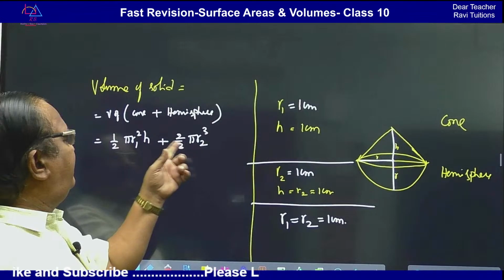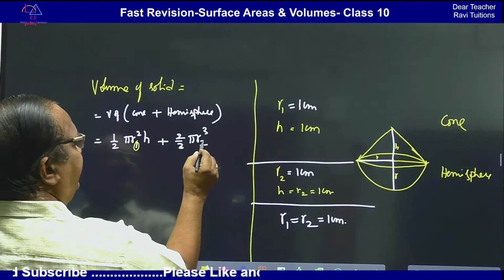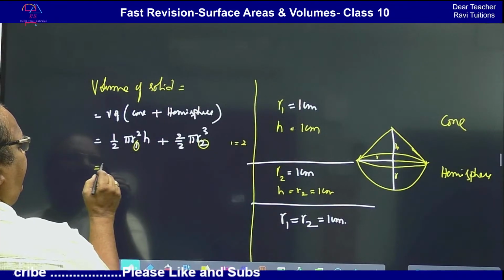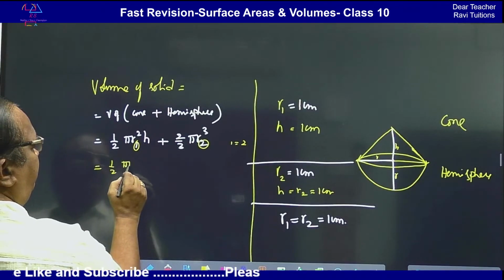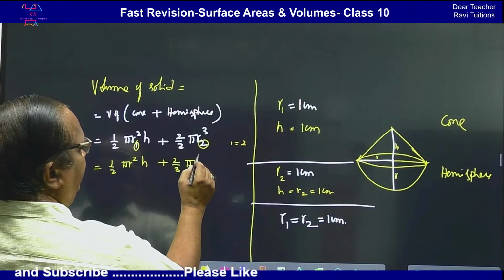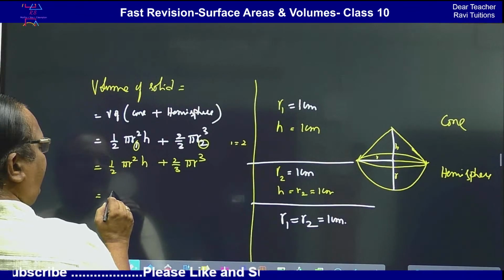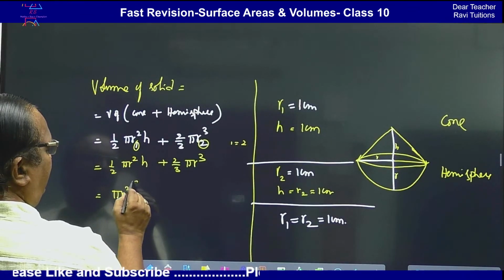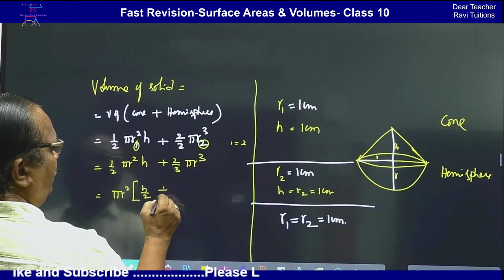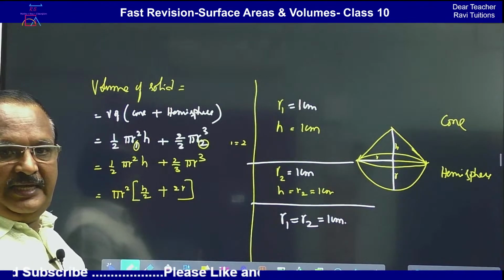Hemisphere radius is r1. Actually both are the same. You can say these two things are the same, 1 is equal to 2. So then I can write directly half into pi r square h plus 2 by 3 pi r cube. Now in this, pi r square I can take common. So then what happened? H by 2 plus 2r.